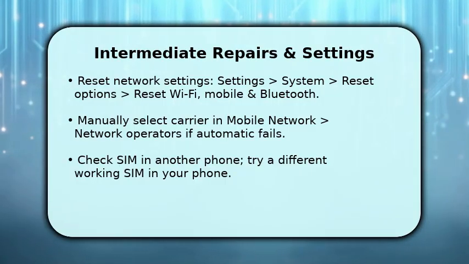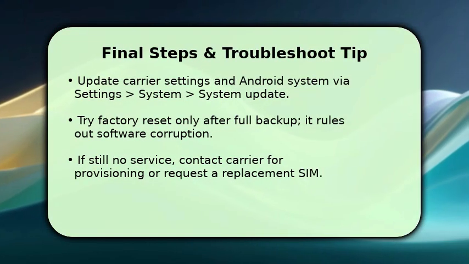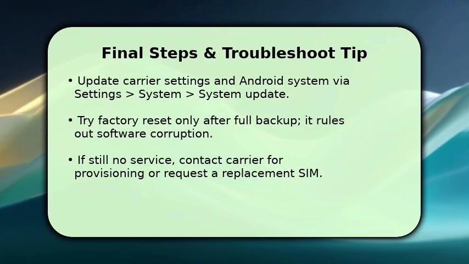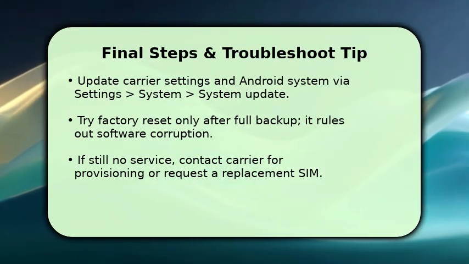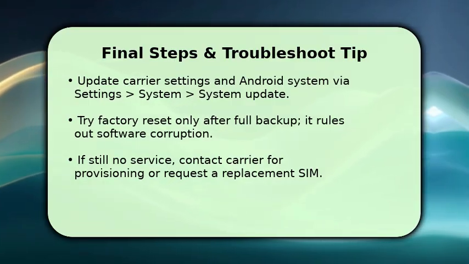You finish by updating software and carrier settings. Software bugs or carrier pushes can restore service. If updates do not help, perform a factory reset as a last resort after a full backup, which removes app-level corruption that can block registration.